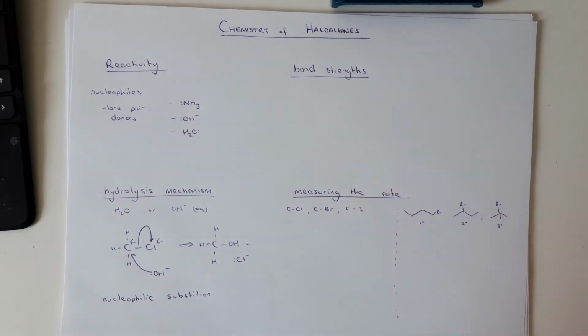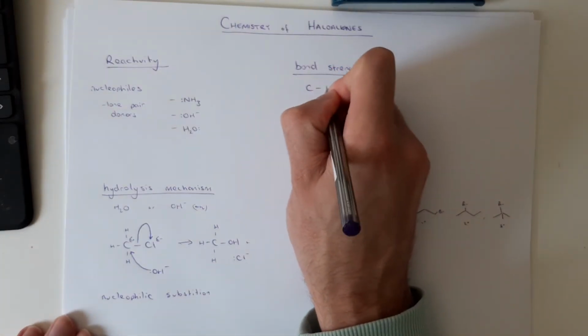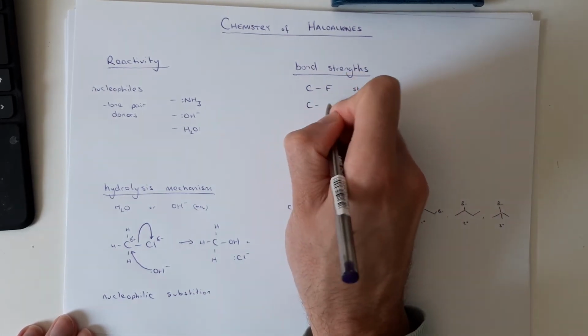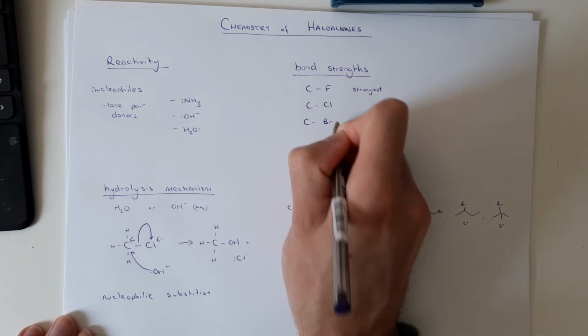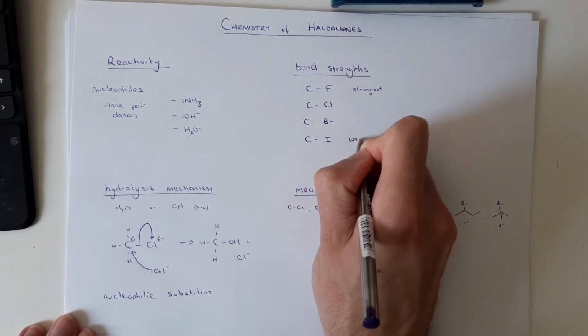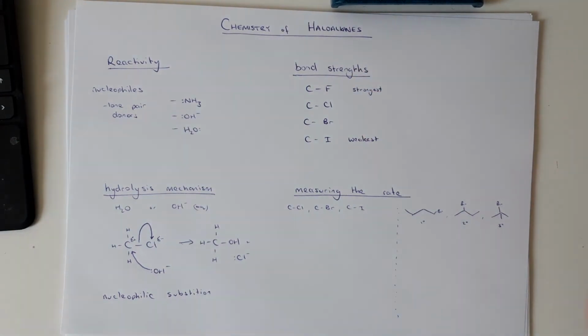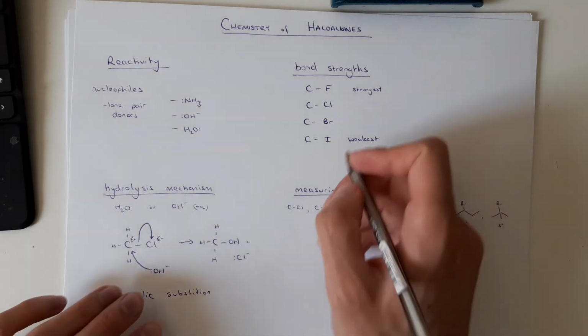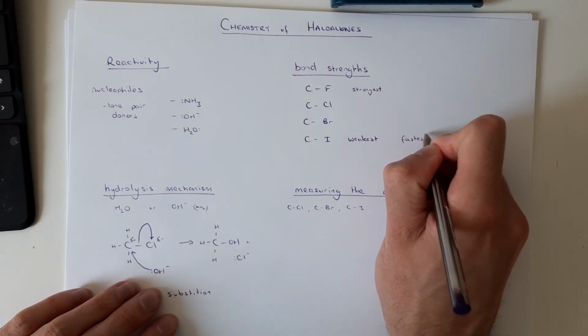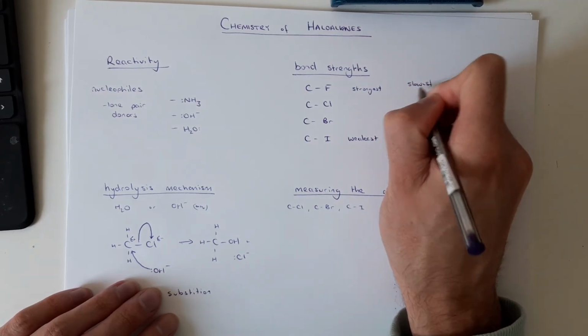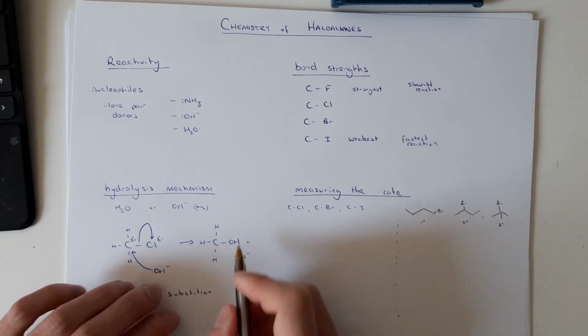Next up, bond strengths. Depending on the halogen that's attached, we get a different bond strength. If we go with C-F, these are the strongest, and as we go down, you get weaker and weaker. So the weakest is C-I. So C-F strongest, C-I weakest. If we're going to do reactions with these, the weaker the bond, the faster it breaks, the quicker the reaction. So this will have the fastest reaction because it's the weakest bond, and this will have the slowest. And we can measure that experimentally.